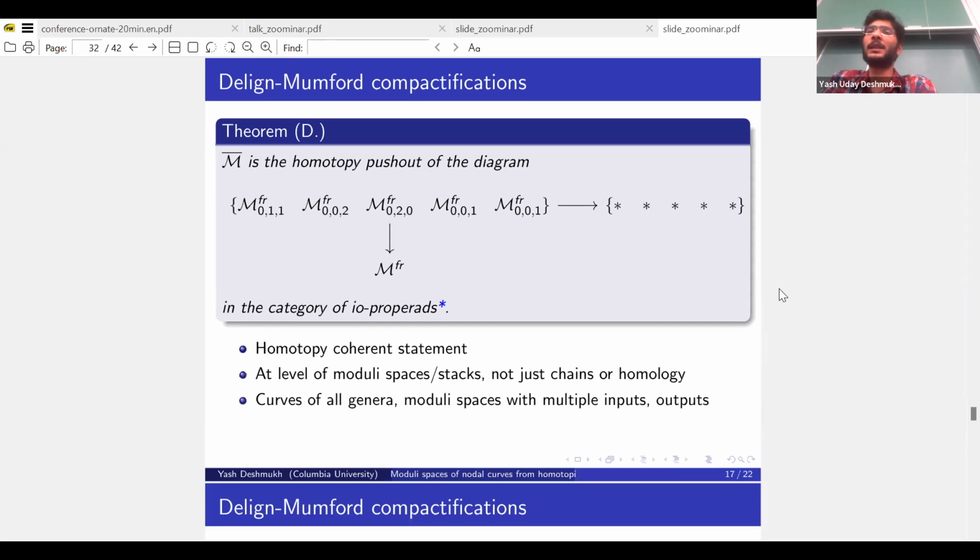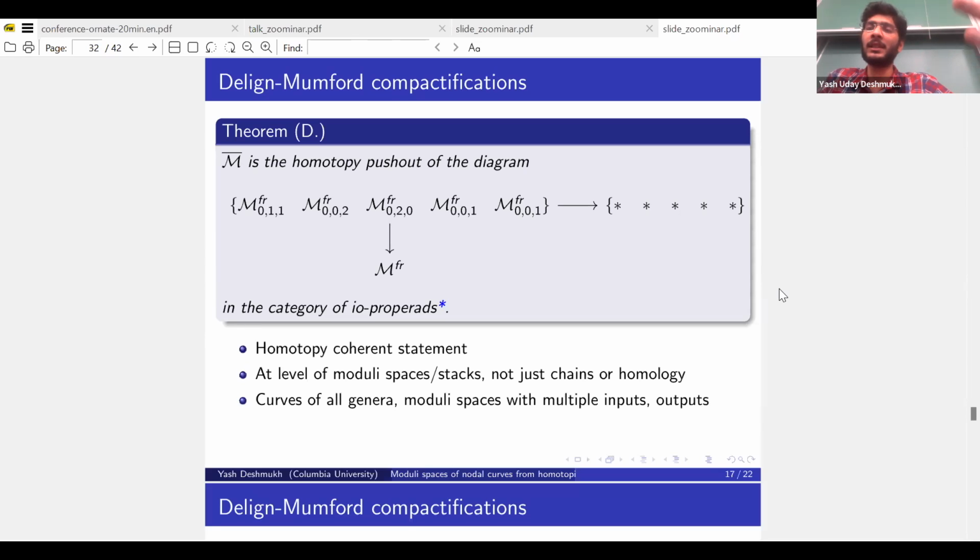Another thing to note is that there have been several results of similar flavor in the literature previously, but either all of them were for genus 0, or they only allowed one input. But our result is for all genera, and it allows both multiple inputs and multiple outputs. So that's somehow something novel about the result.